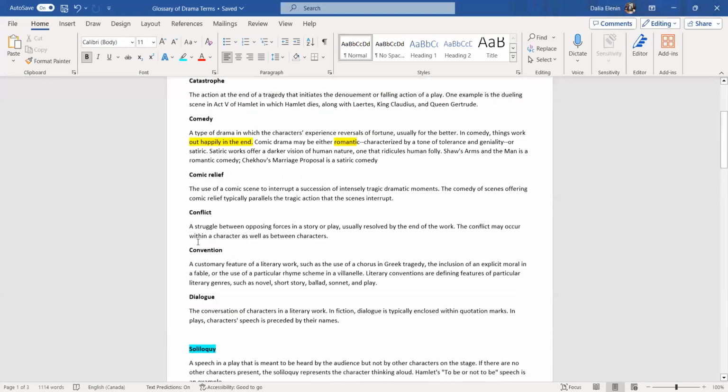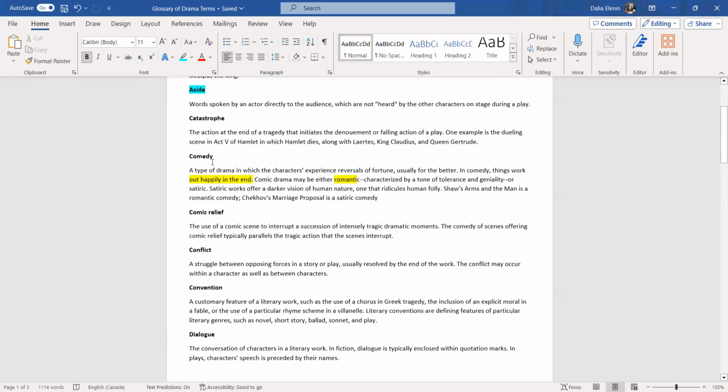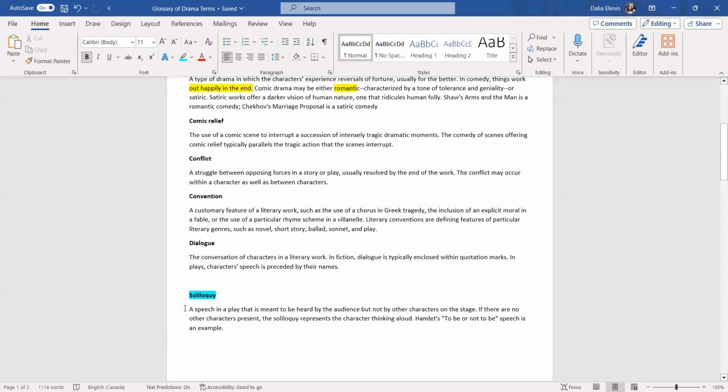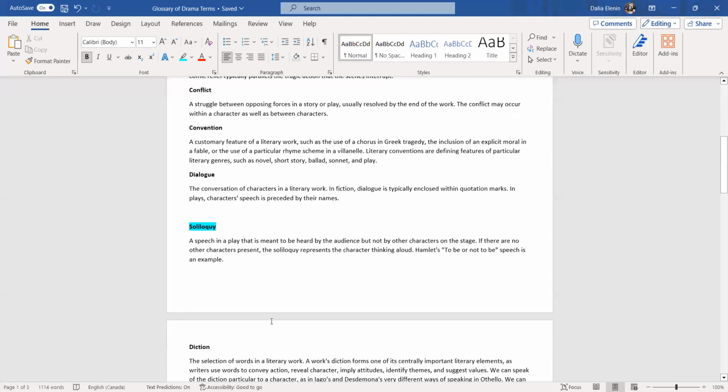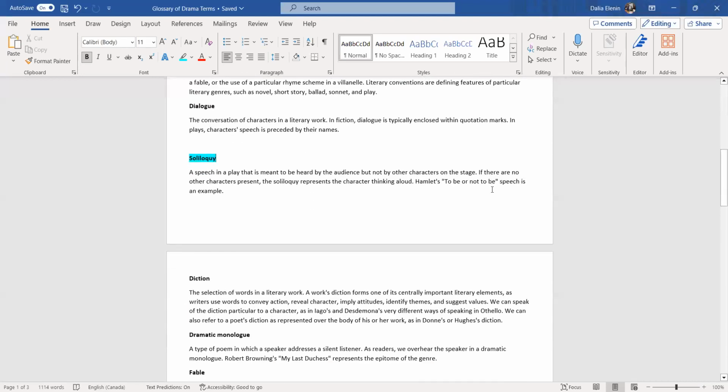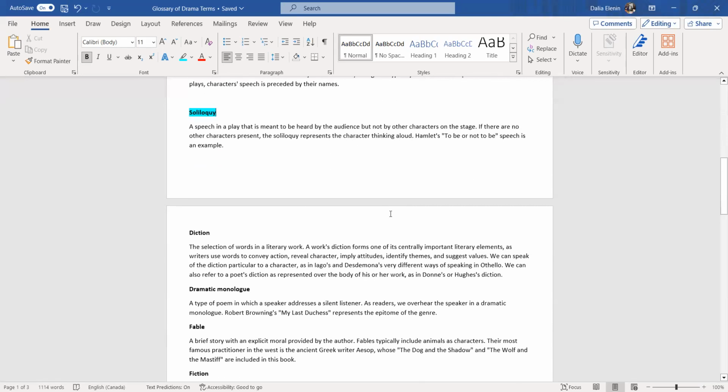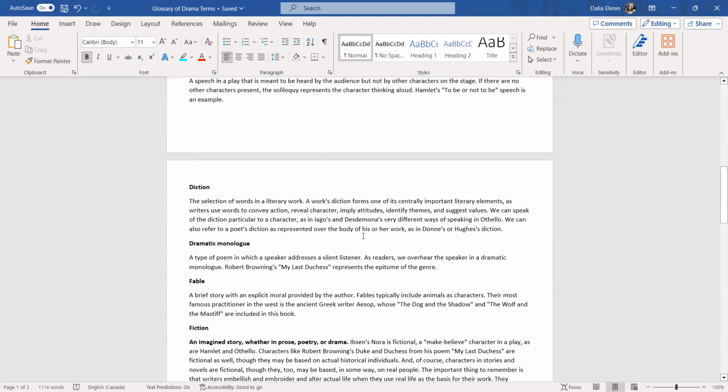So see the difference? Because many students just mix up the aside and the soliloquy. Pay attention to that. And the famous one, of course, is "To be or not to be" from Hamlet, when he was hesitant to revenge or not to revenge.